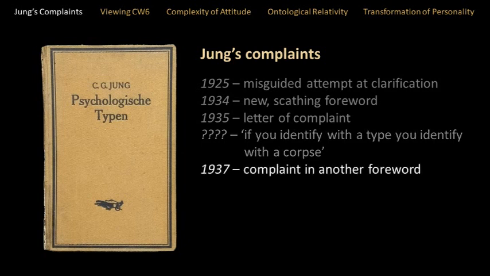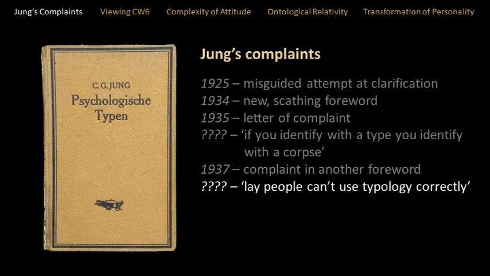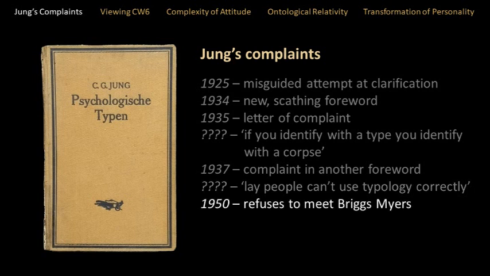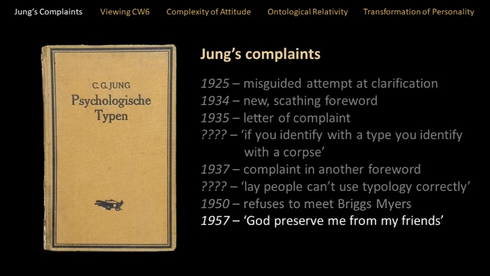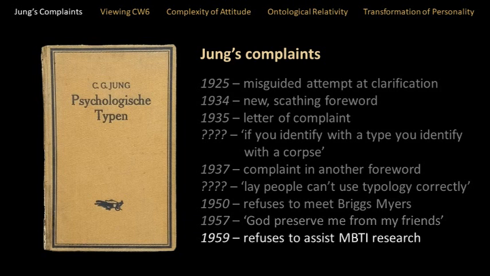In 1937, he wrote another foreword saying there was no point in revising the book when the basics had not been understood. He also came to the conclusion that lay people could not use typological theory correctly. In 1950, he refused to meet Isabel Briggs Myers, even though he had met her in the 1930s. When asked about her work in 1957, he replied, "God preserve me from my friends." And in 1959, he refused to help a PhD student with research using the MBTI. The reason he gave was that it did not coincide with the purpose of his book.